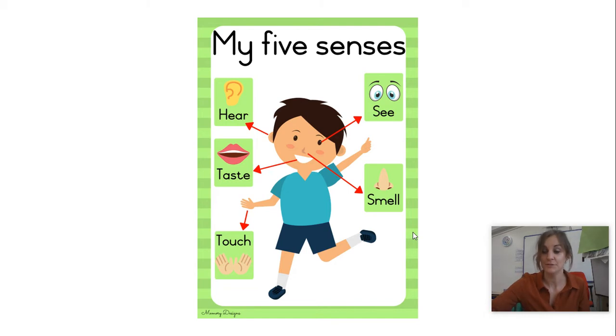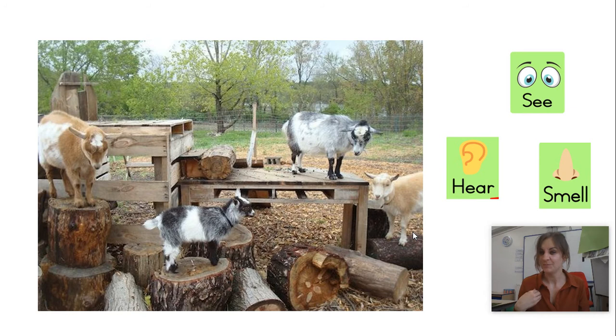So shall we have a go? Reception, I've got some photos of some farms that we're going to describe together. But first, I'm going to go. Now, we can use all of our senses, but we're going to focus on 3 today. What we can see, what we can hear, and what we could smell in that setting. And there's some pictures there to remind us what we're doing.